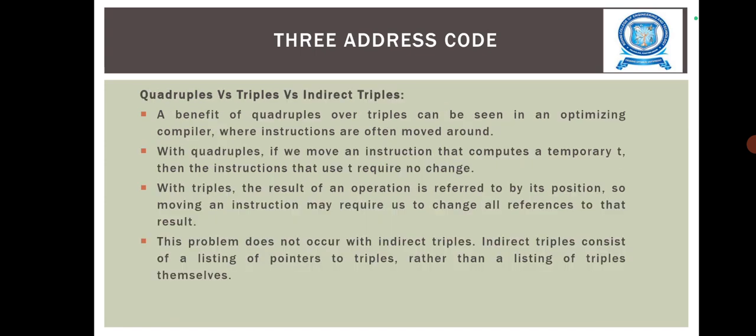Quadruple versus triple versus indirect triple. A benefit of quadruples over triples can be seen in an optimizing compiler, where instructions are often moved around. With quadruples, if we move an instruction that computes a temporary t, then the instructions that use t require no change. With triples, the result of an operation is referred to by its position, so moving an instruction may require us to change all references to that result. This problem does not occur with indirect triples, which consist of a listing of pointers to triples rather than a listing of the triples themselves.